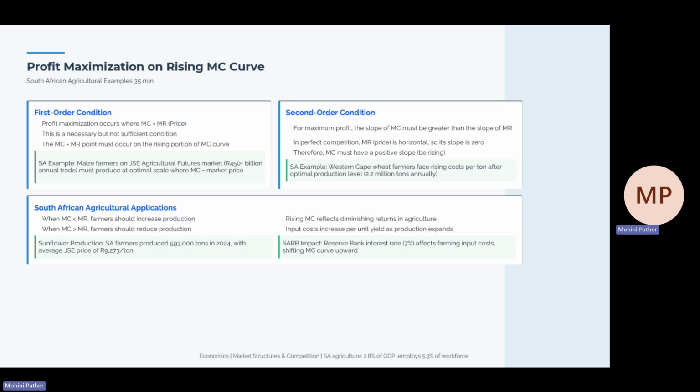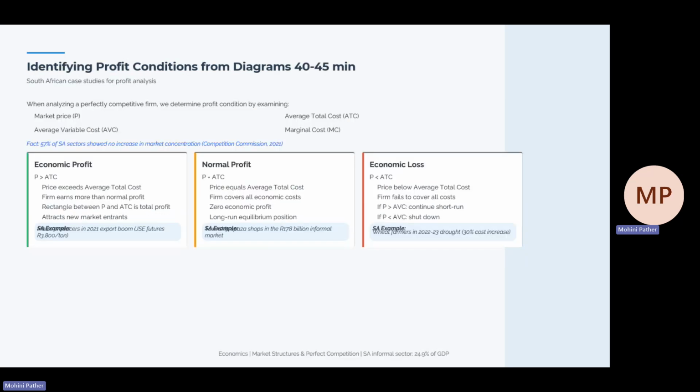The Reserve Bank also has an impact here. A 7% rate impacts farming costs, which also shifts your marginal cost curve upwards.